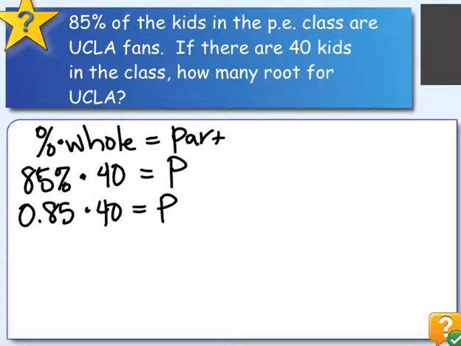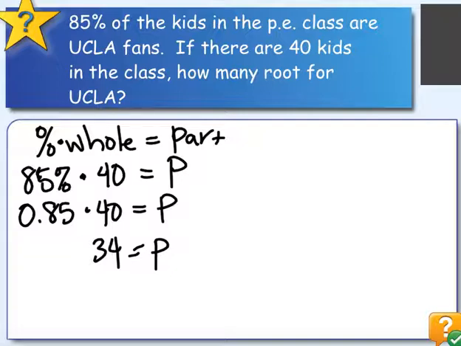Now, when we do 0.85 times 40, I believe we get 34. Let me just check. And we do. We see that there are 34 students that are UCLA fans.